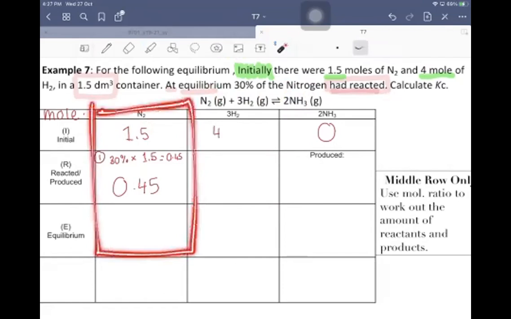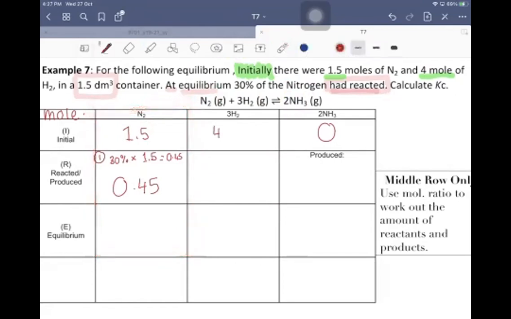the first column, the column for nitrogen, we know 2 out of 3 values. Okay, so that means to find the number of moles at equilibrium, you take initial minus reacted. So your initial is 1.5 minus 0.45. Okay.